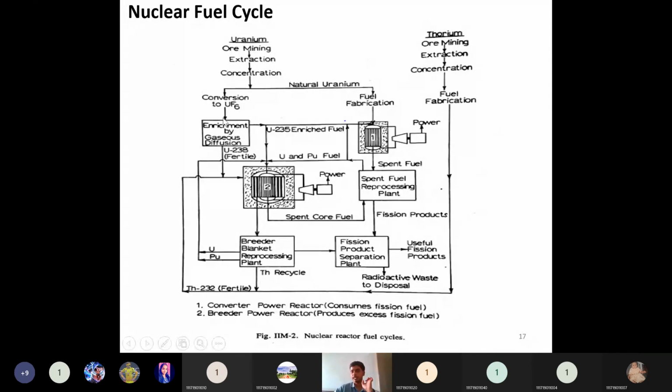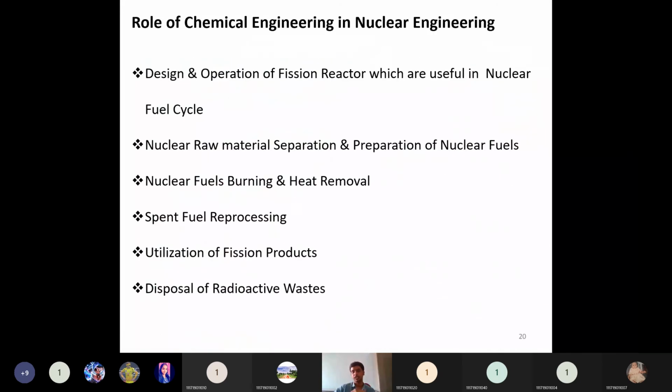There is a role of the chemical engineer in this section also, not only in the reactor design and operation, but also in the purification and separation of the raw material. The role of the chemical engineer is there.